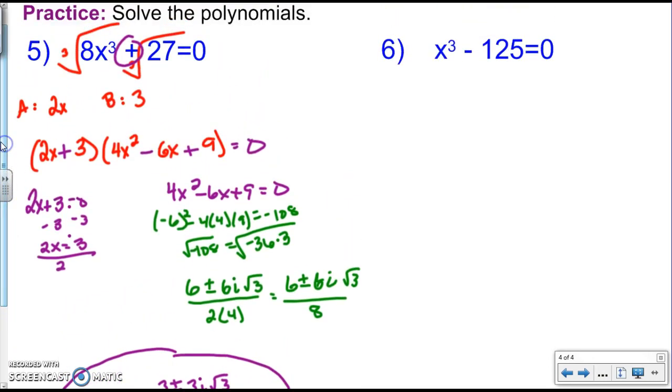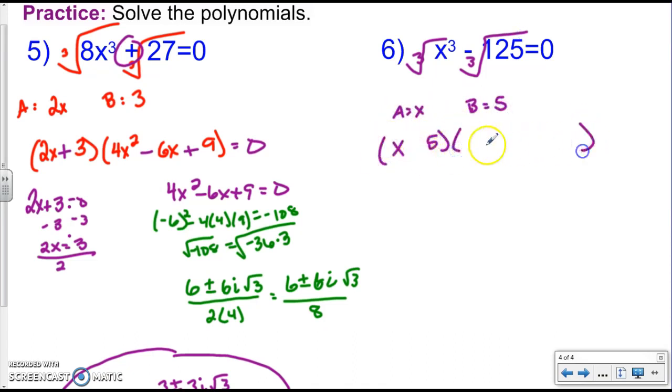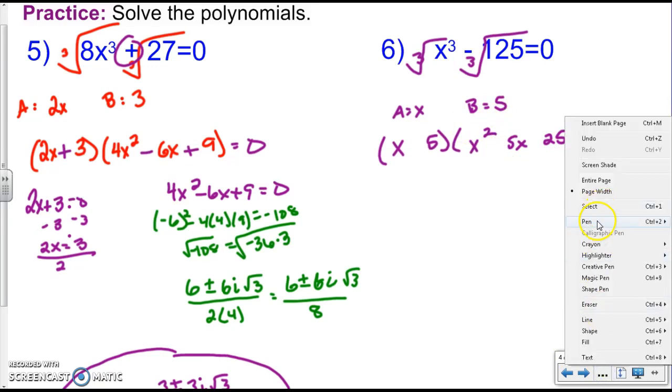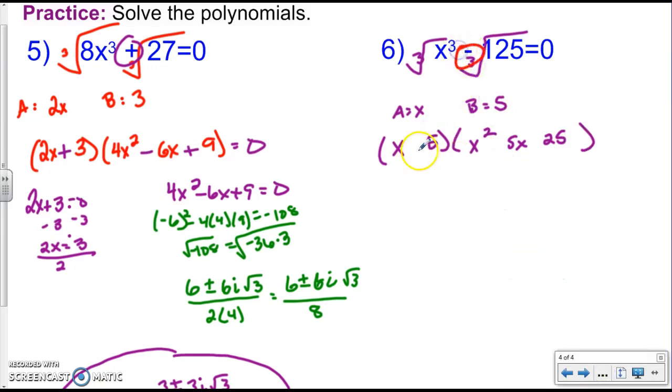Okay. Let's do one more. The cubed root of x to the third and the cubed root of 125. So my a is x and my b is 5. So I have x and 5 in my first group. And then for my second group, I'm going to square those. So x squared and 25, and then multiply them together, so 5x. My original sign is a minus sign, so I'm going to do same, opposite, always positive. And I'm going to set each part equal to 0 and solve. So for the first part, I can solve easily. x minus 5 equals 0, so if I add 5 to both sides, I get 5 for that one.